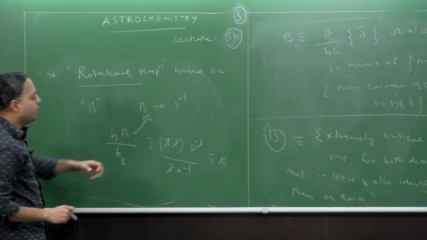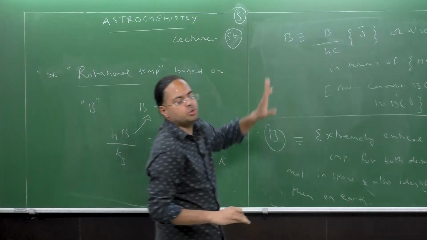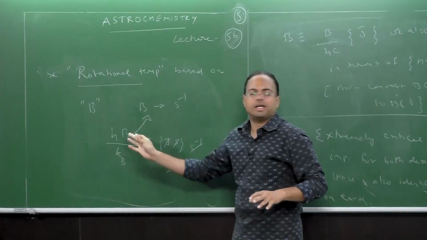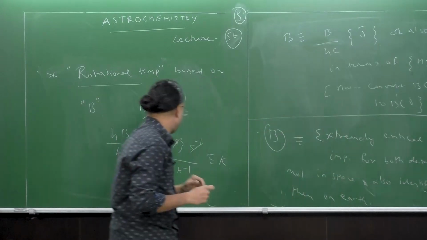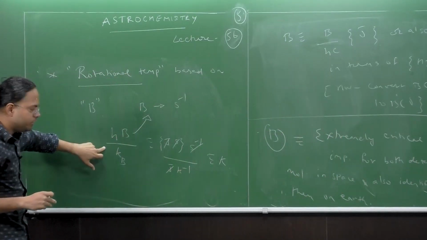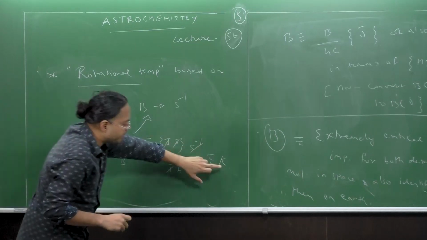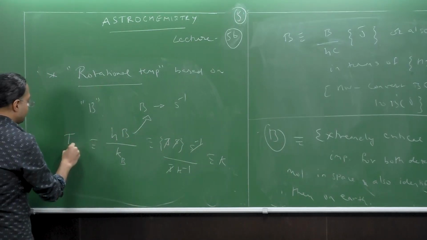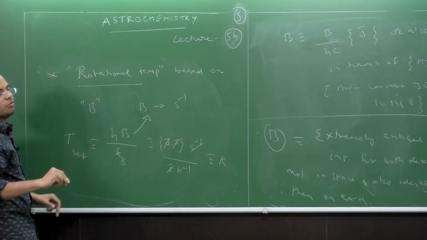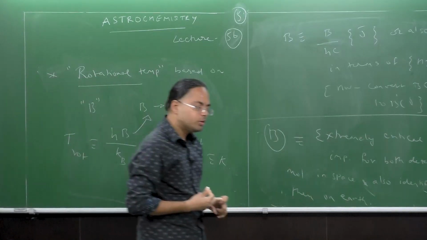okay, right? If B is measured in energy units or something, this expression is going to be slightly modified. You can work out the arithmetic yourself. That's not going to be hard, okay? But once we know this, this has dimensions of Kelvin, that is temperature, and this temperature is what is called the rotational temperature of any molecule. Okay, please note this point.